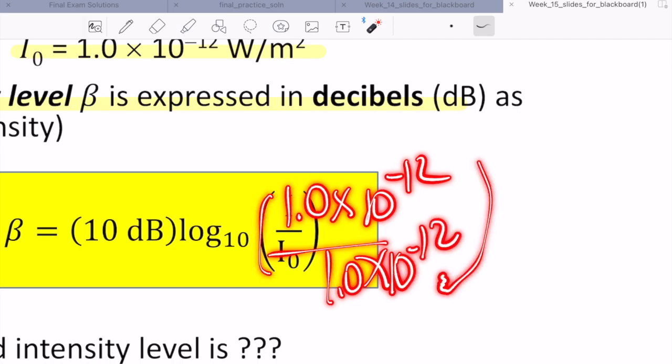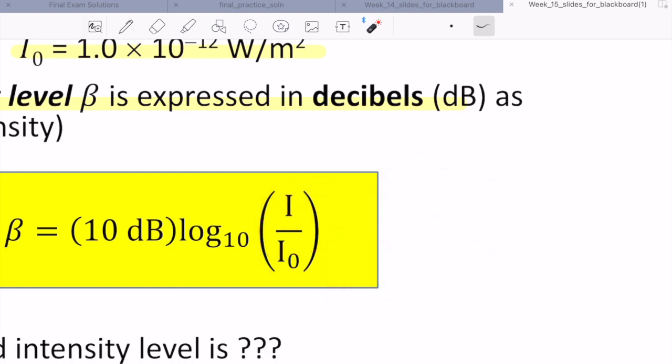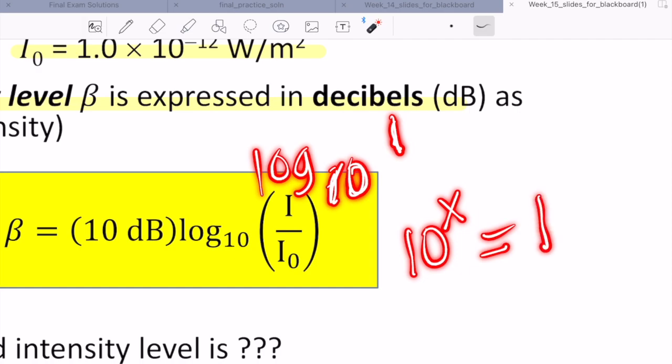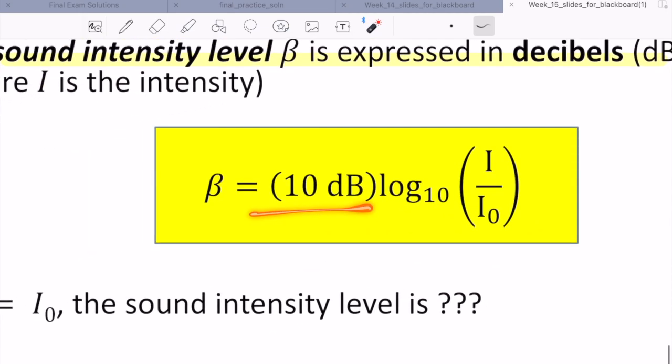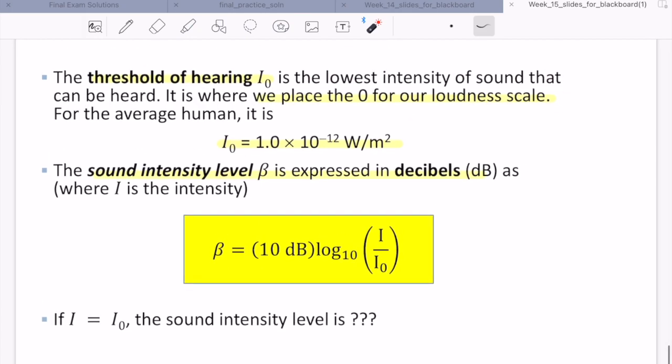What's the value? We're taking the same value divided by the same value, so just 1, right? So log base 10 of 1 would be what? Not quite. 0, right? Because log base 10 tells you 10 to the x is equal to 1, and x would have to be 0. So if this whole section is 0, then 0 times 10 decibels gives you 0 for your sound intensity level. That's why at the threshold of hearing, it's 0 decibels, right?